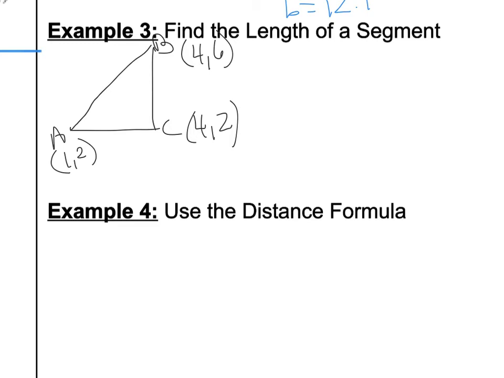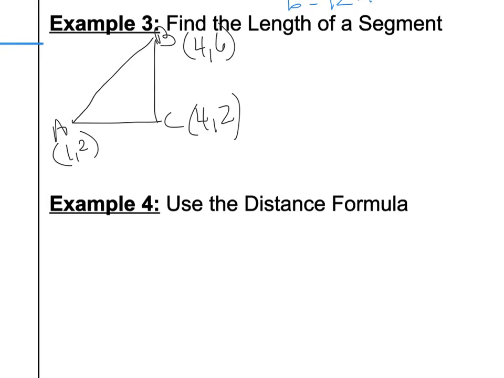And they're asking us to figure out the lengths of these segments. So first off, we're not able to figure out the length of the hypotenuse just yet. We'll do that in the next example. But what we can do is figure out the length of B to C. To do that, we take the y values of these 2 points and subtract them. So this is 6 minus 2, which equals 4. So the length of this leg is 4.